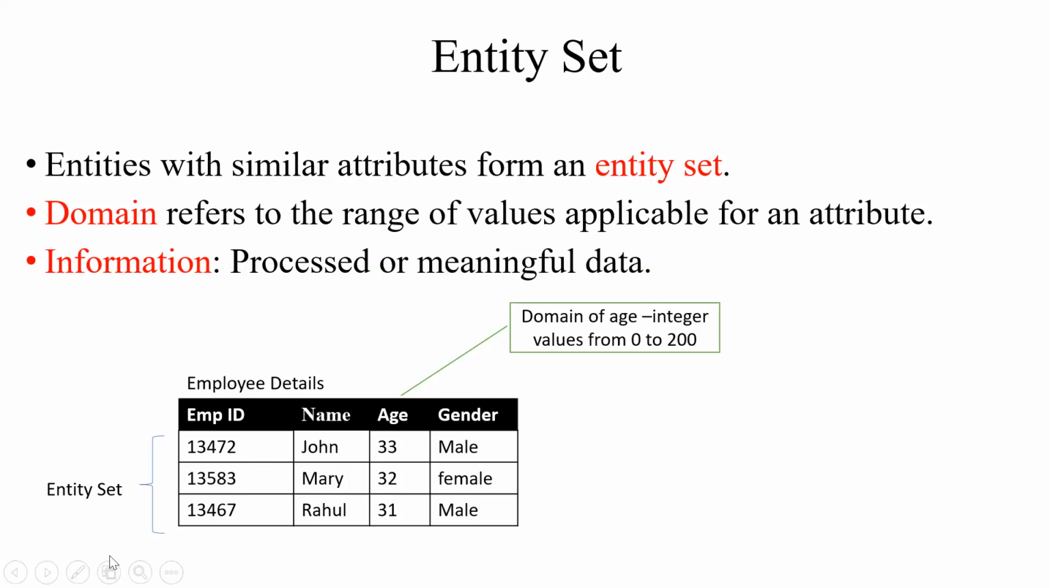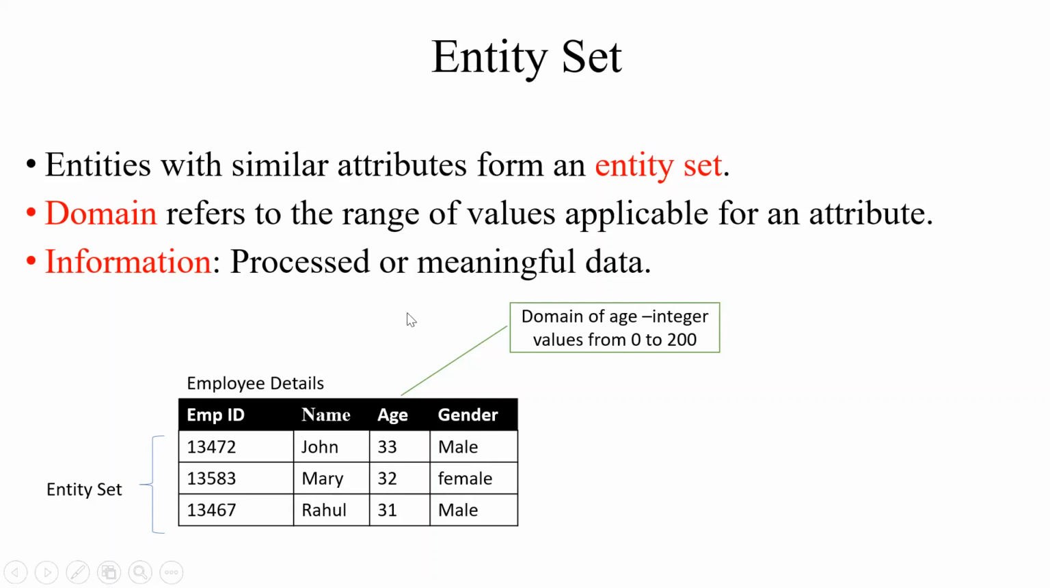What is an entity? An object which can be described with properties. Which are the properties here? Employee ID, name, age, and gender. I can give the first entity, John, values for the attributes. Employee ID value can be 13472 for John, age is 33, and gender is male. Likewise, Mary also can be assigned values for the attributes called employee ID, name, and age. Rahul also. So this set of entities which have similar attributes forms an entity set.